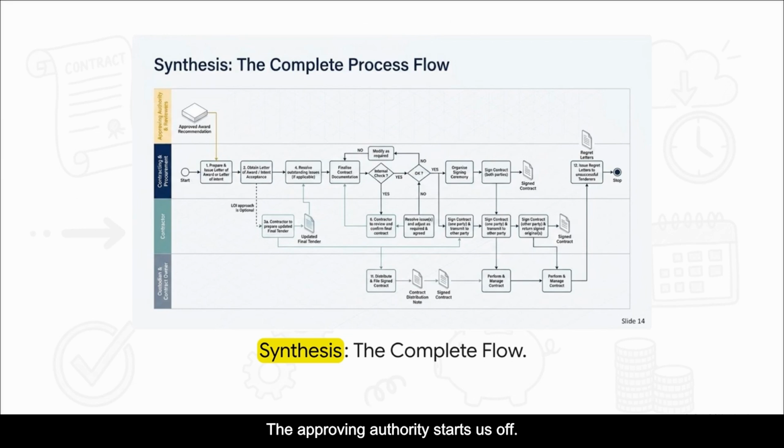The approving authority starts us off. CNP handles the LOA or LOI. The contractor drops into their lane to provide the updated final tender if we need it. Then we cruise into the center, passing through those double-lock quality gates before hitting the execution pathways. Ultimately, it flows down to the custodian for filing, while CNP wraps up the regret letters. It's a seamless chronological map. Everyone knows exactly what to do and exactly when to do it.